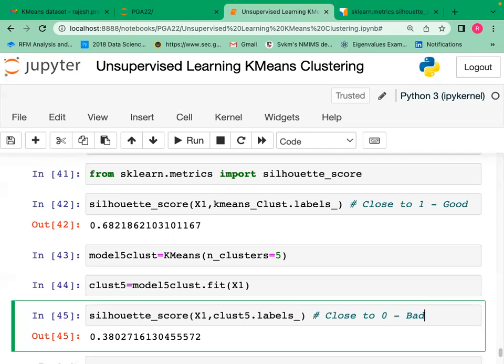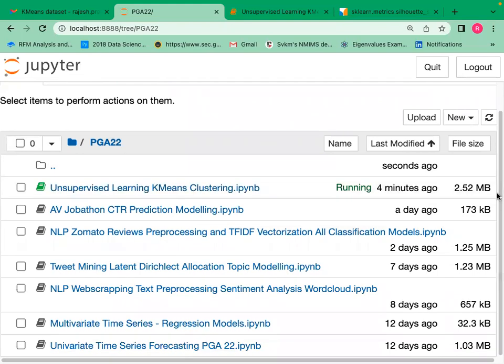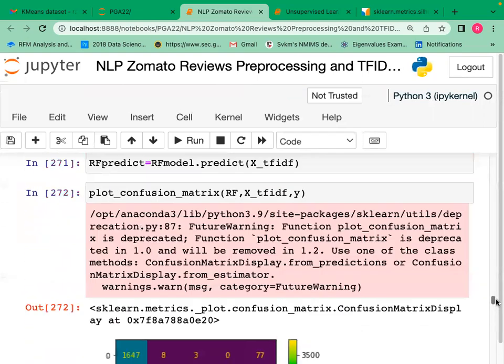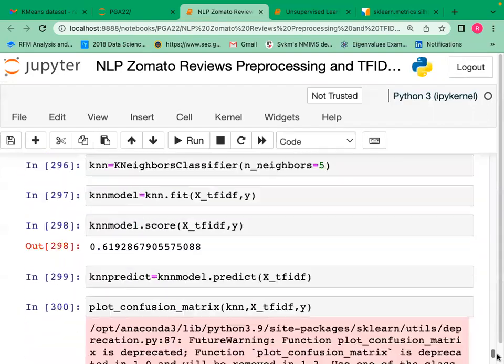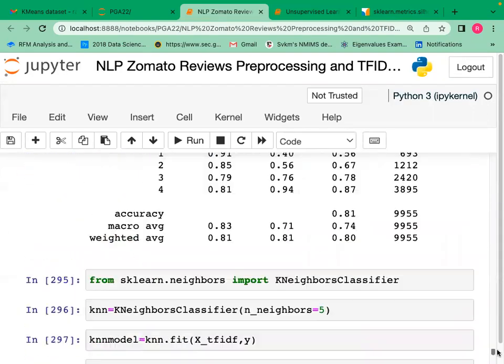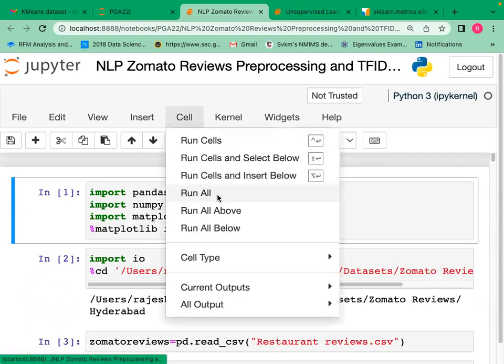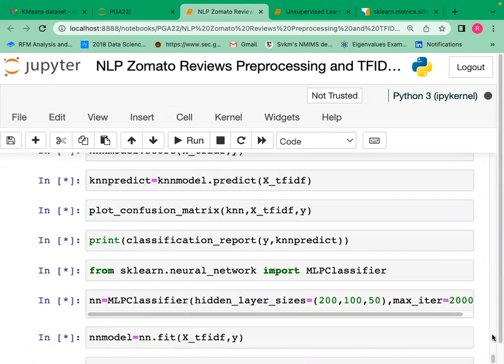Okay. So if you are running it in NLP, Zomato reviews, do we have any big model? No, right? Okay. So Zomato reviews, run all. Open the Zomato reviews and run all.